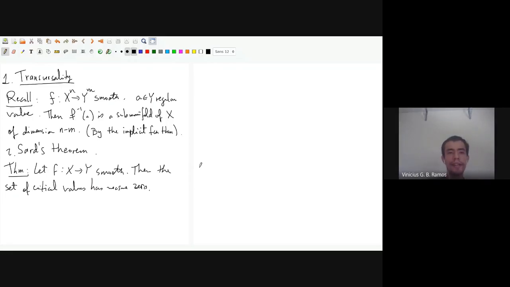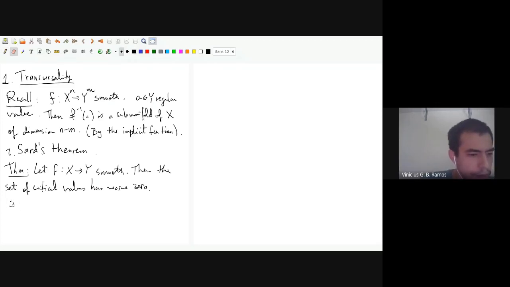So near any point in the target, there is always a regular value that's as close to it as you would like. Okay, so this is the theorem that we're going to prove today. But before that, let's recall what it means to be of measure 0.